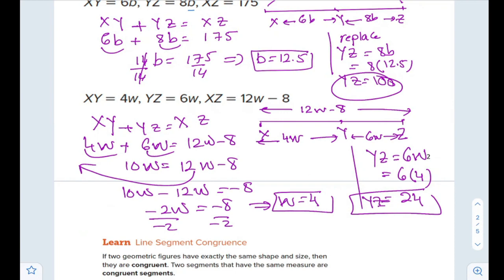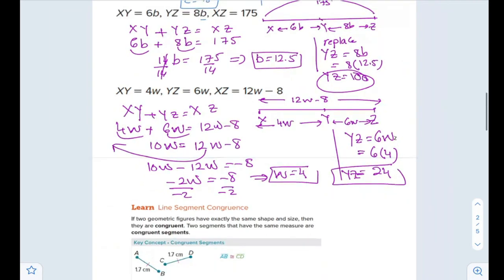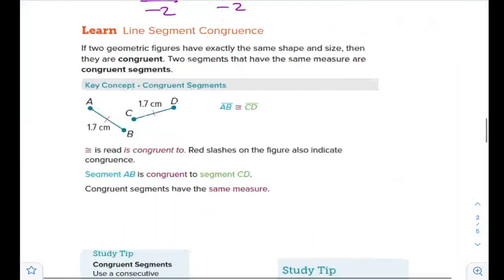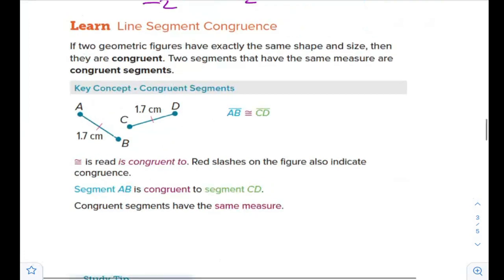Now this was part 1, which is very easy. Now going to part 2, he is talking about line segment congruence. If two geometric figures have exactly the same shape and size, they are congruent.